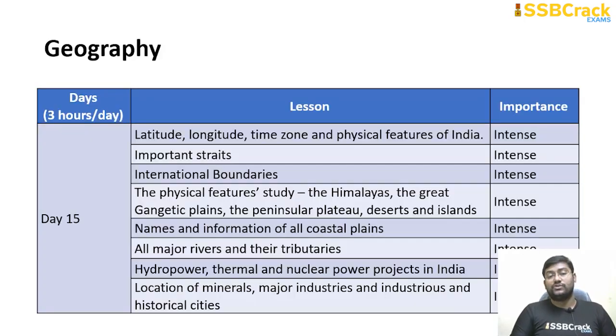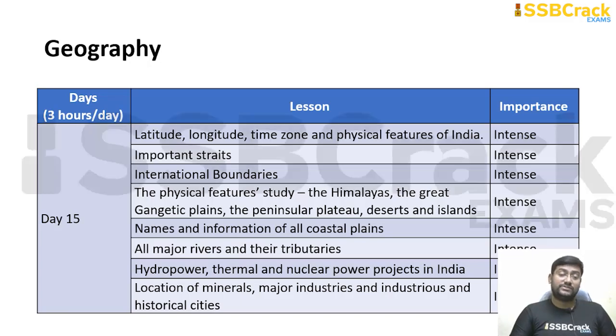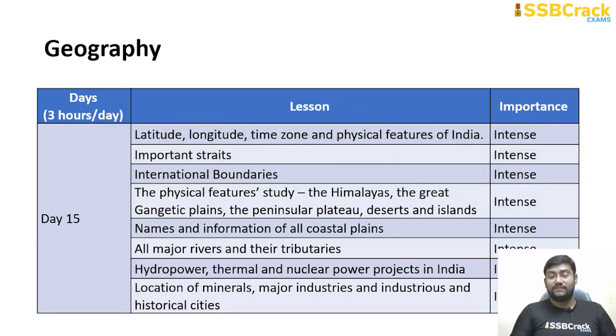So as far as geography is concerned, on day 15 you will start with the basics of geography. There are latitudes, longitudes, time zones, important states, international boundaries. I strongly suggest that you have a map atlas in your study room where you sit for study. Make sure that you have political and physical maps of both the world as well as India. So all major rivers and their tributaries, hydropower stations, thermal power stations, location of minerals, major industries, etc.